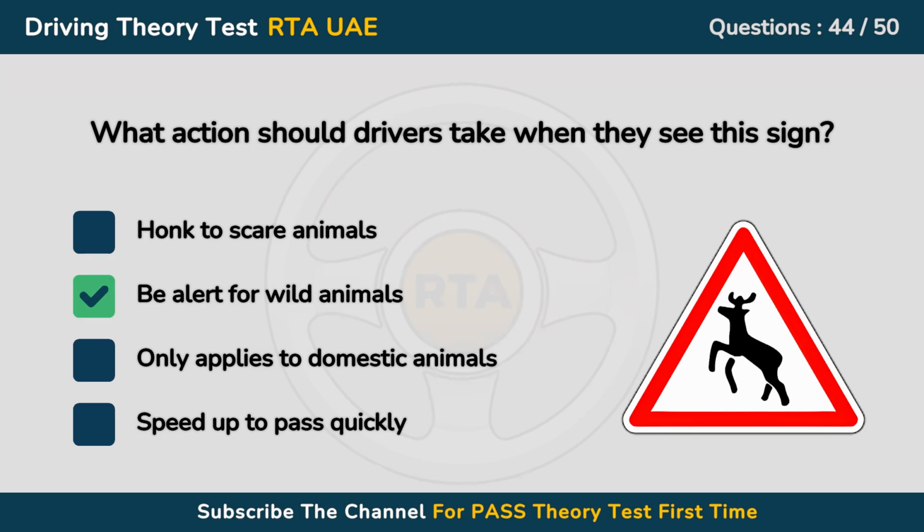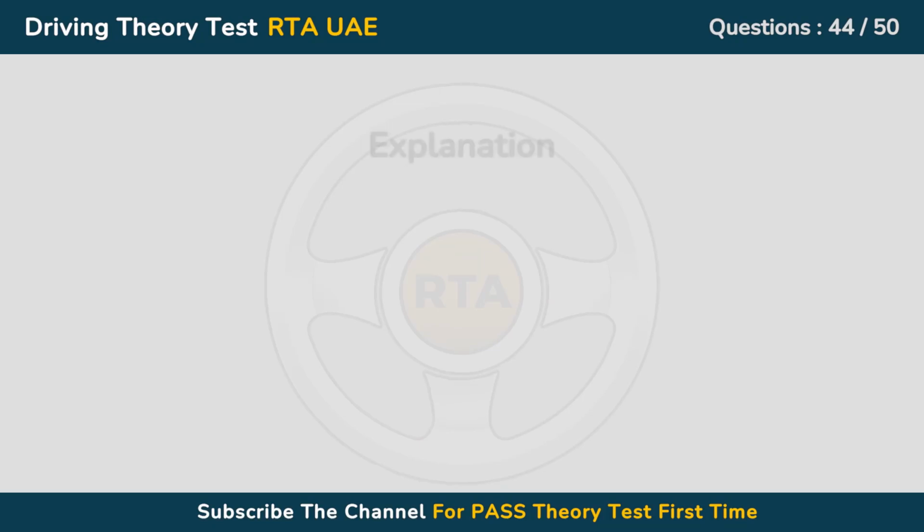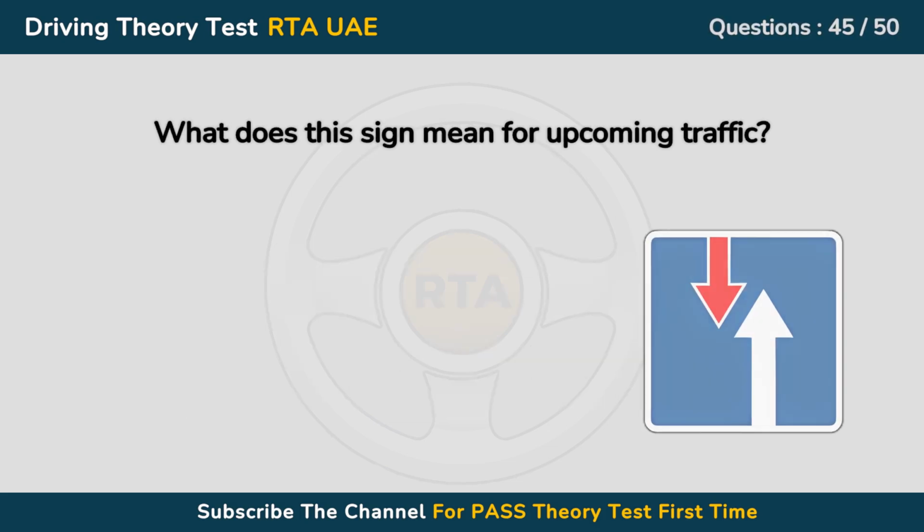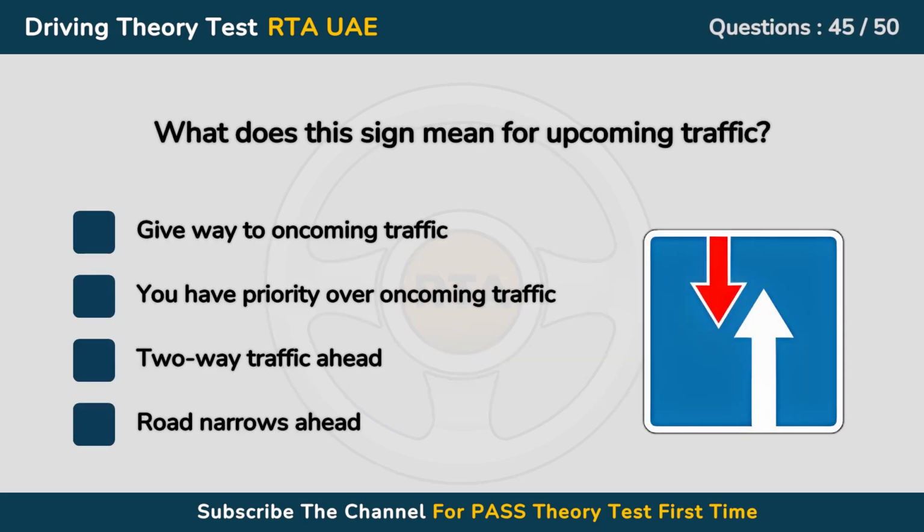Answers is B. Be alert for wild animals. This warning sign indicates that wild animals may be crossing the road. Drivers should reduce speed, be extra vigilant, especially during dawn and dusk, and be prepared to stop if animals appear. Question 45. What does this sign mean for upcoming traffic?